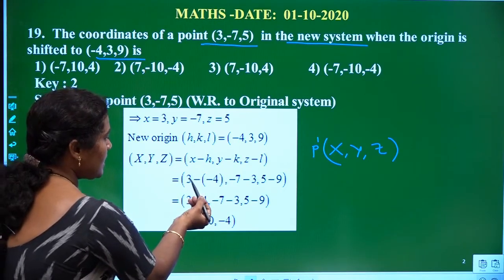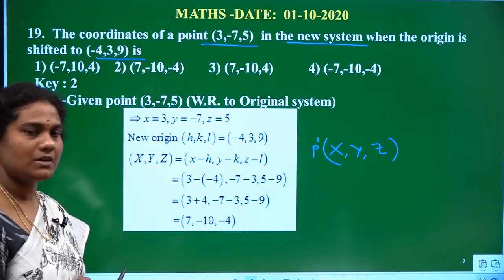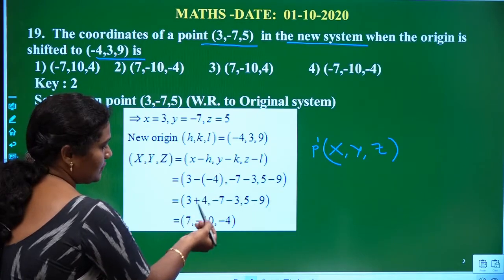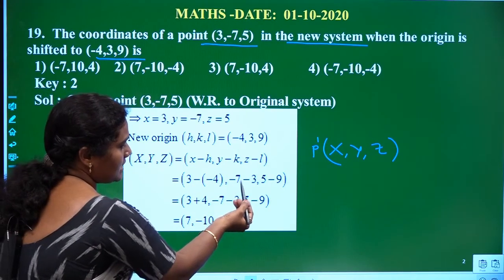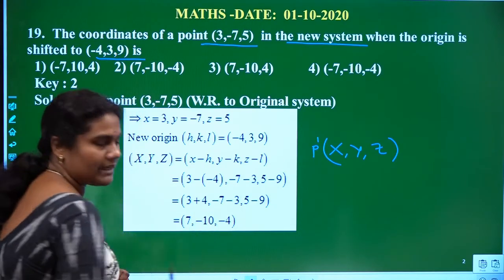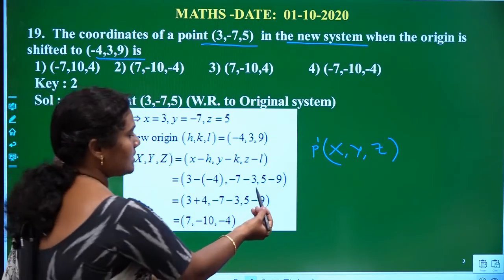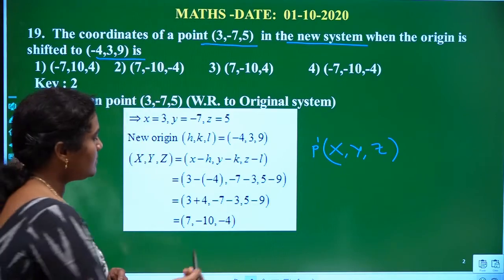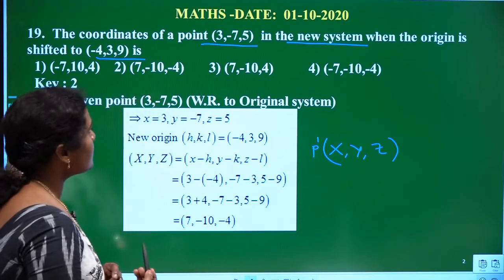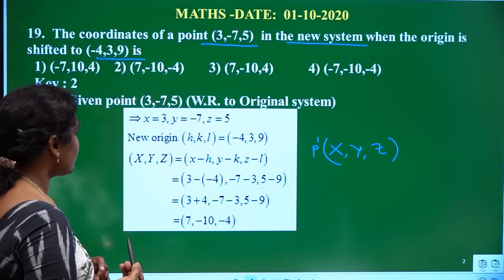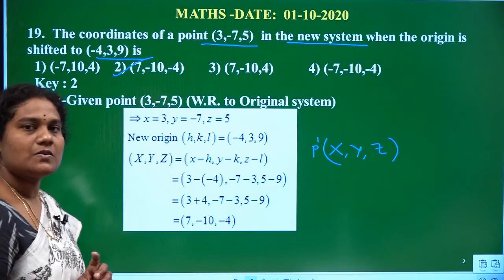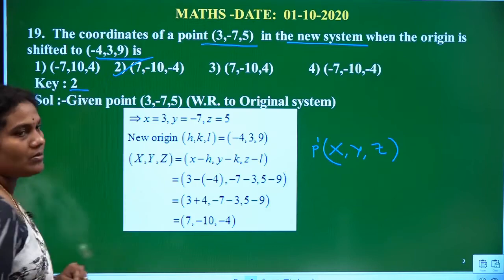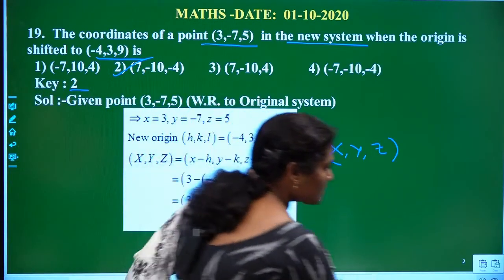So here 3 minus of minus 4 becomes plus, so 3 plus 4 becomes 7. Next, minus 7 minus 3 is minus 10. Next, 5 minus 9, so we get minus 4. So in the given options, option 2 is the correct one. So the key is 2. Now we move on to the next question.